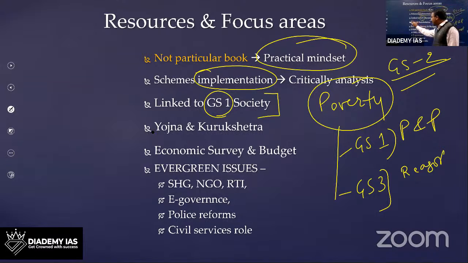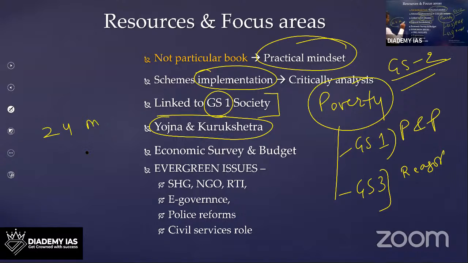Yojana and Kurukshetra, yes, last 24 months. Yojana and Kurukshetra you must have, because they are giving various themes: women, health, education, governance, corruption, right? And you can find a maximum of 2 important articles. You are not supposed to go through the entire Yojana and Kurukshetra. Maximum 2 articles you will find which are important, in addition to the chief editor's desk.